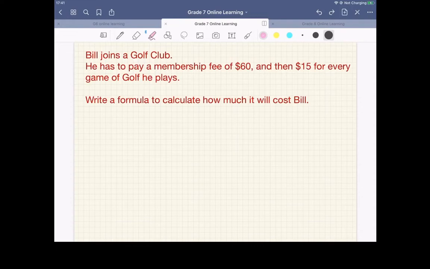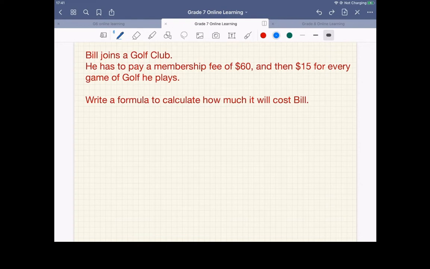And if you want a bit of an introduction, then stay tuned, and we're going to go through some examples now. So let's start off with a simple one then. Bill joins a golf club. He has to pay a membership fee of $60 and then $15 for every game that he plays. Write a formula to calculate how much it will cost Bill.